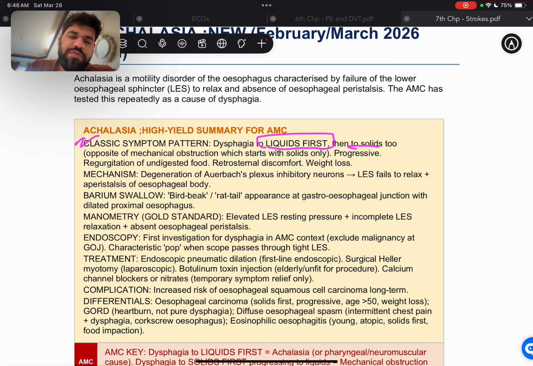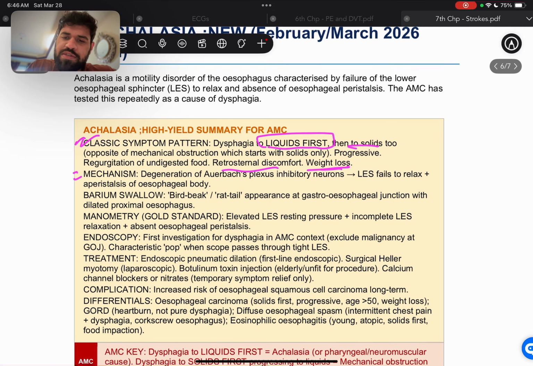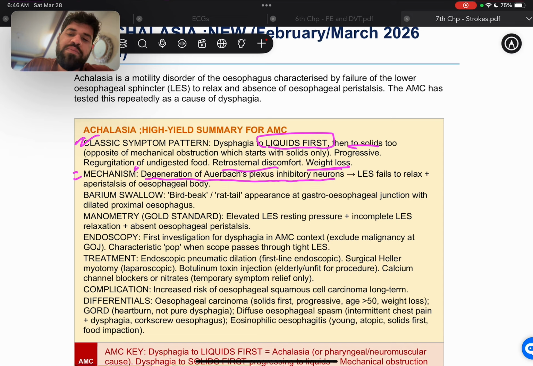Whereas for carcinoma or mechanical obstruction, it is the other way around. So it's first solids, then liquids, and there's going to be retrosternal discomfort, and weight loss can be seen. Weight loss can be seen both in achalasia as well as in malignancies. Then the mechanism is the degeneration of the Auerbach plexus, which are the inhibitory neurons. So the LES fails to relax, and there's aperistalsis of the esophageal body.